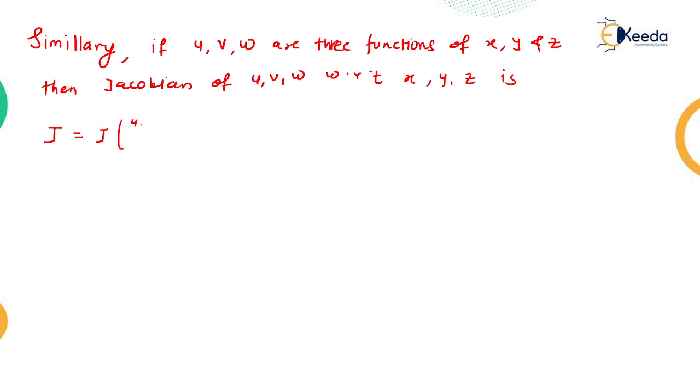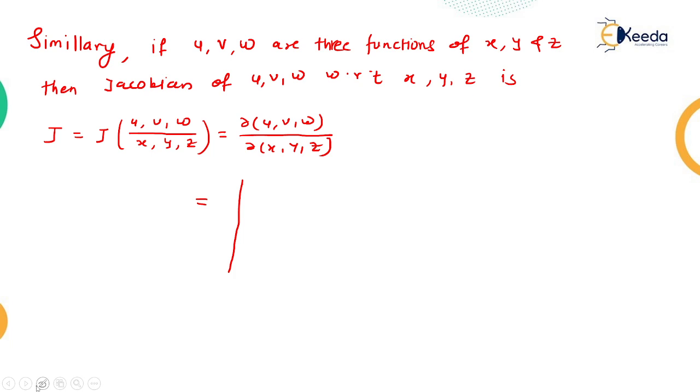So how many functions are there? Three functions, u, v and w, with respect to x, y and z, meaning u comma v comma w upon x, y, z, or simply you can also write it in the notation of partial differentiation, that is del u, v, w upon del x comma y comma z. So this is nothing but also a determinant. But how many variables are there? There are three variables. So the order of the determinant is 3 by 3.